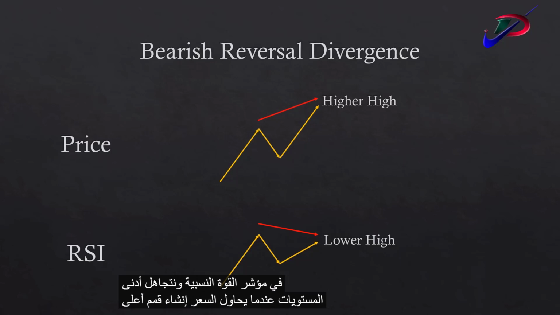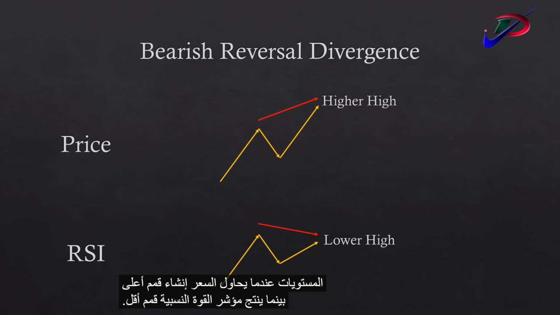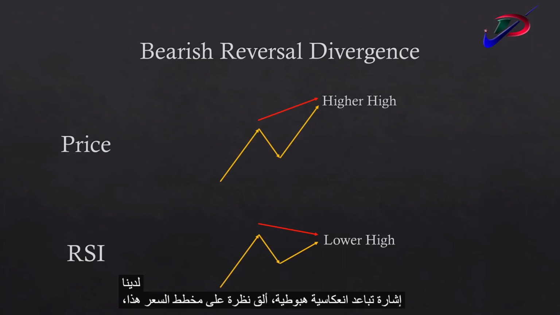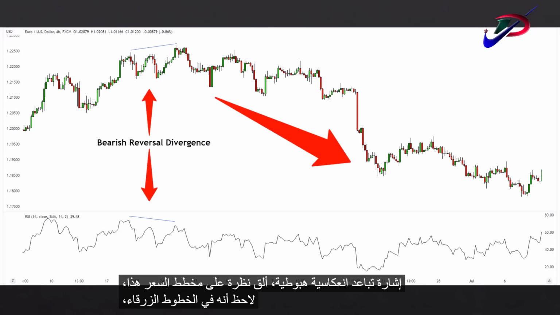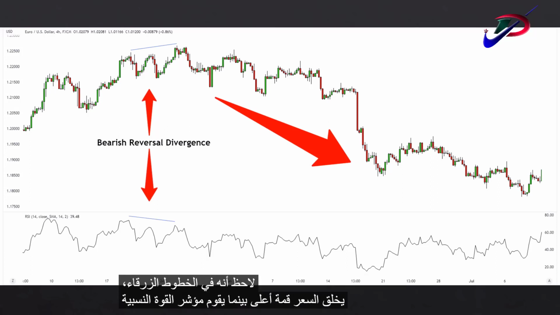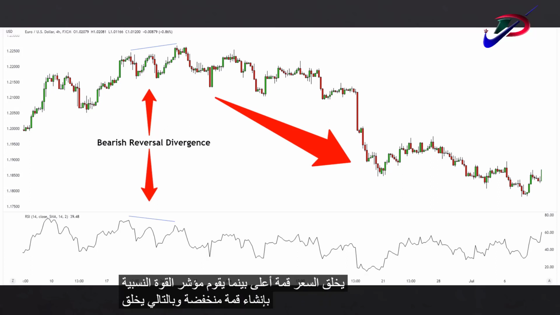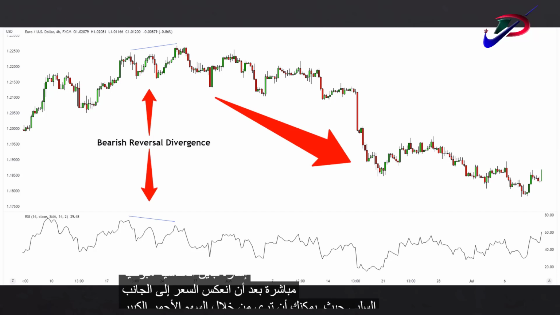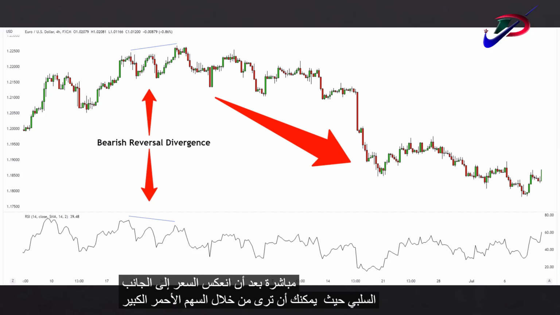When price starts to create higher highs while the RSI is producing lower highs, we have a bearish reversal divergence signal. Take a look at this price chart. Notice that in the blue lines, price is creating a higher high while the RSI is creating a lower high, therefore creating a bearish reversal divergence signal. Right after that, price reversed to the downside as you can see by the large red arrow.